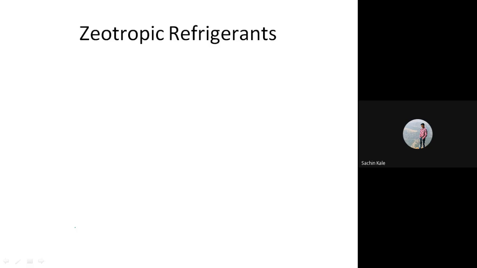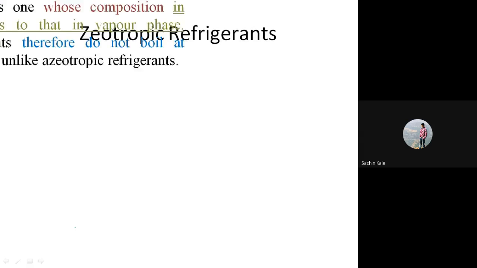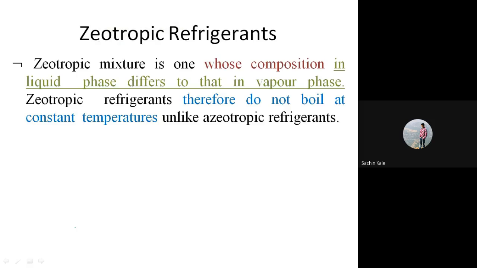There may be another case, that whenever you are mixing two or more than two refrigerants, the mixture may not be a stable mixture, and it may not become a homogeneous mixture. That means the liquid phase as well as the vapor phase may not be identical, so that will be called a zeotropic refrigerant. A zeotropic mixture is a mixing of two or more than two refrigerants, but here the liquid phase will be different from the vapor phase. That means there will not be the formation of a homogeneous mixture, and that will be called a zeotropic refrigerant.